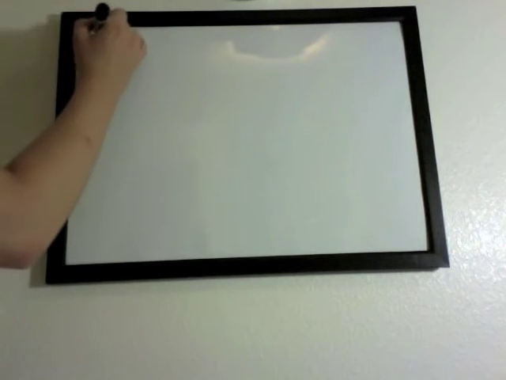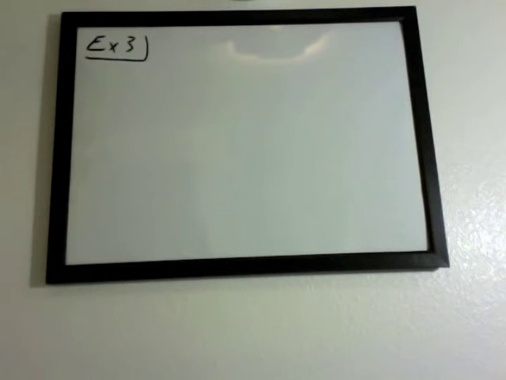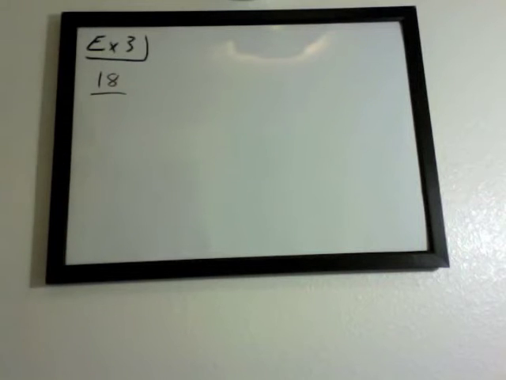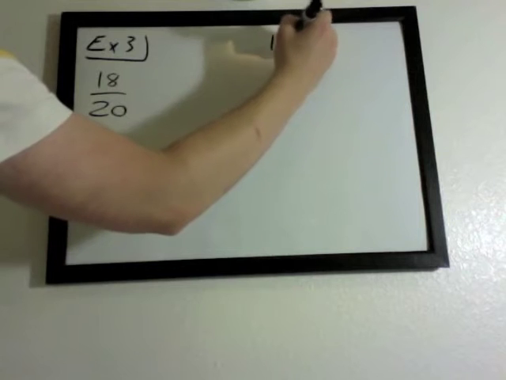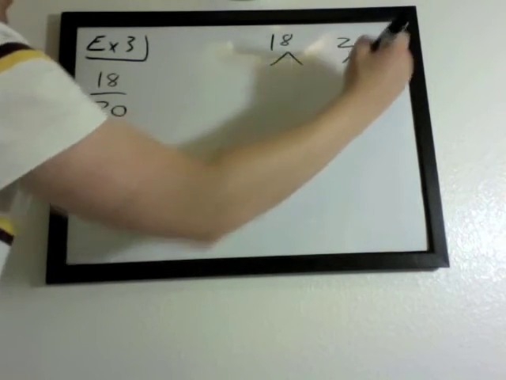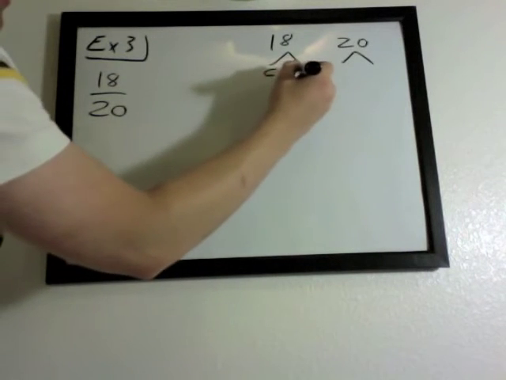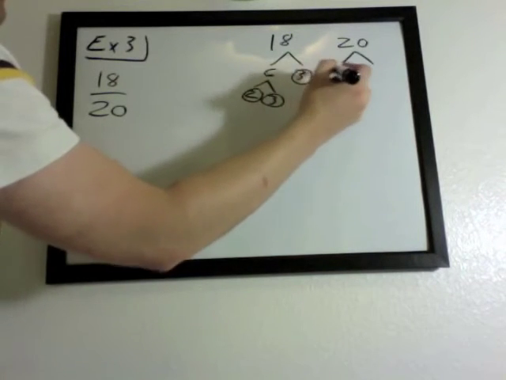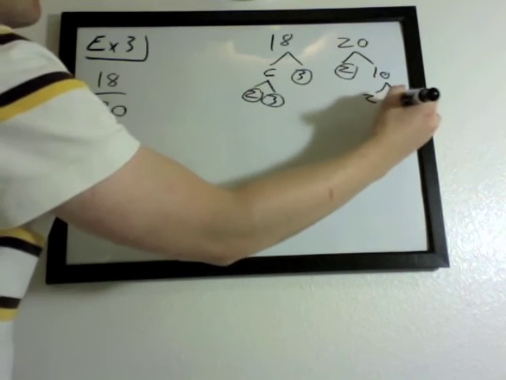Let's do example 3. Example 3, let's say we have 18 over 20. Take 18, make the factoring tree. 20, make the factoring tree. 18, we have 6 and 3. 2 and 3. Circle the primes. 2 and 10. 2 and 5.